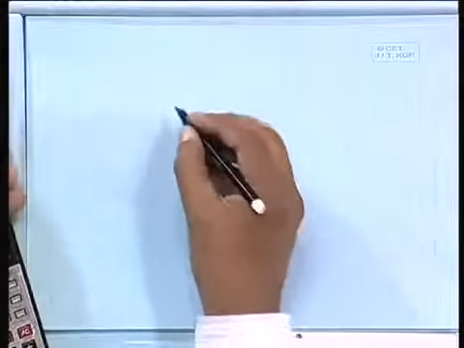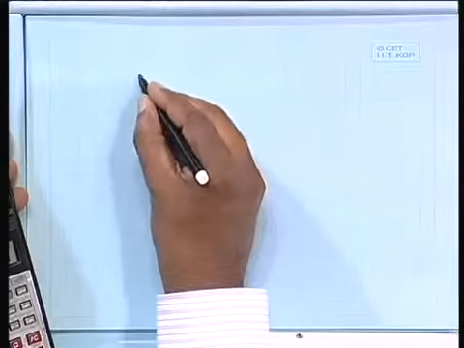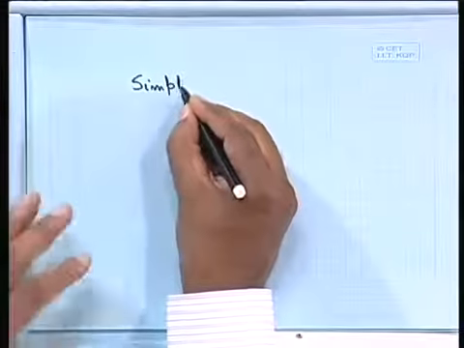Before going to the one numerical example, I can try this one. We know a few things, and this one should be your basis. One is that simply supported.